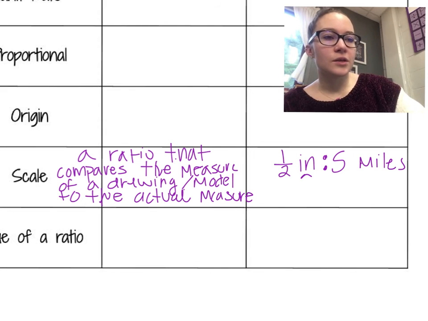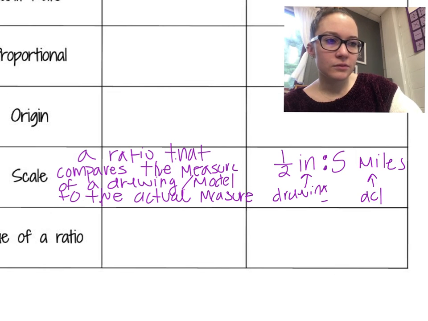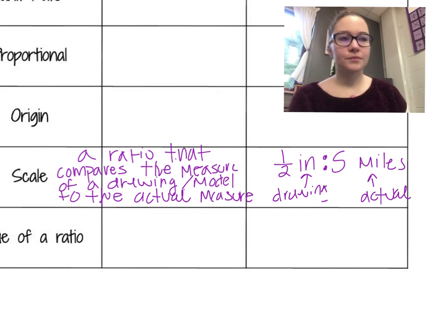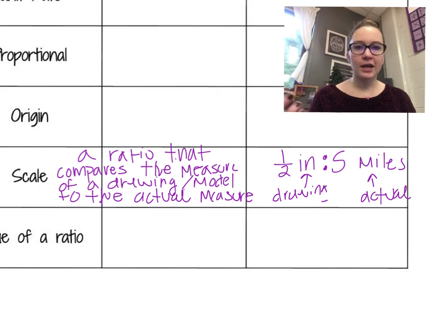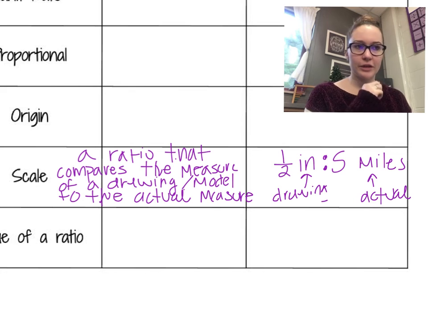So this one would be the scale, or the drawing, I guess. And the 5 miles would be the actual measurement. That way we can kind of get an idea of how far things are from each other without actually having to go measure 5 miles. That's silly. Okay? All right, our last word is the value of a ratio.